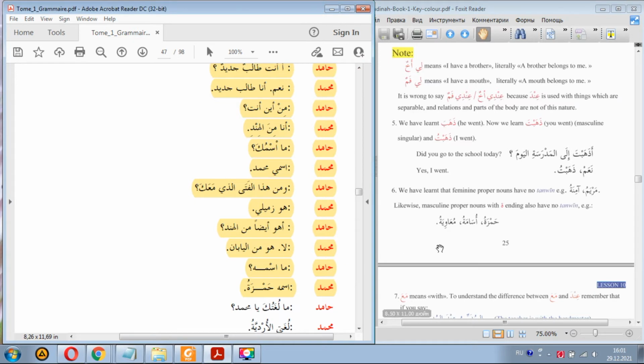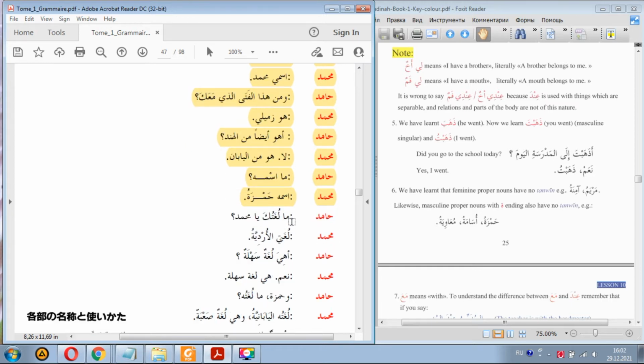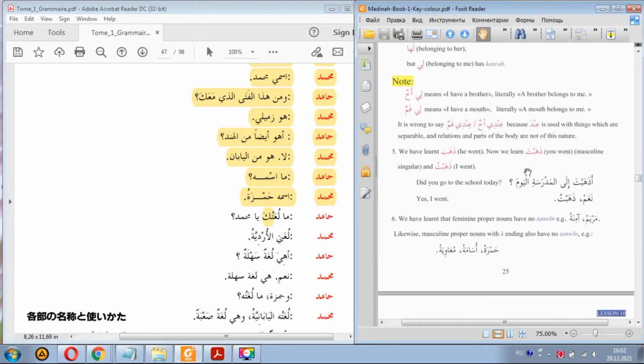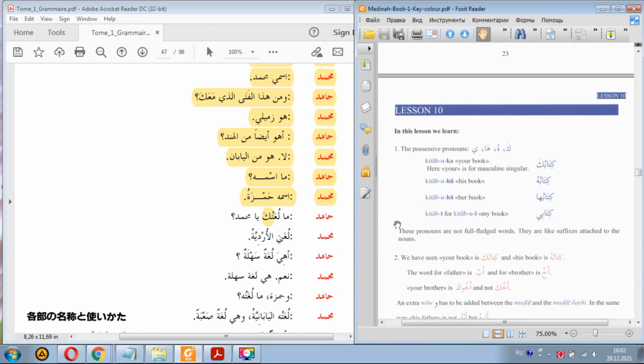So Hamzatu, Usamatu, Muawiyatu, and so on and so forth. And here we have Hamzatu. Ismuhu Hamzatu. Hamid says, Ma lughatuka ya Muhammadu. What is your language? Ka means your, like kitabuka, your book. Lughatuka, your language. What's your language, O Muhammad?